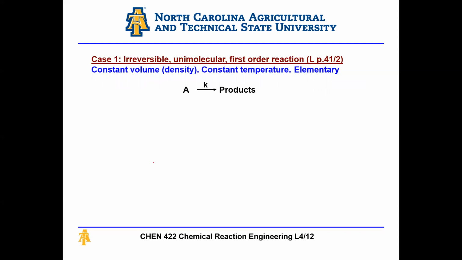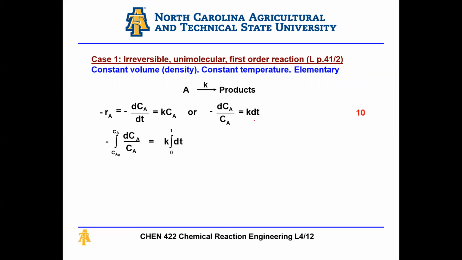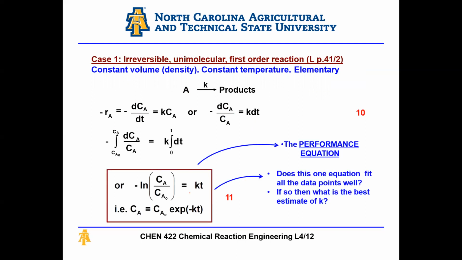First one is when you have an irreversible unimolecular first order reaction. So it's A goes to products with a reaction rate constant of k. In this case, -r_A = -dC_A/dt = kC_A, or -dC_A/C_A = k dt. If you do some manipulations, this is the performance equation which you need to know, okay? So be prepared to use this equation for an irreversible unimolecular first order reaction. Alternatively, C_A = C_A0 exp(-kt). Be prepared to also use this equation as well.